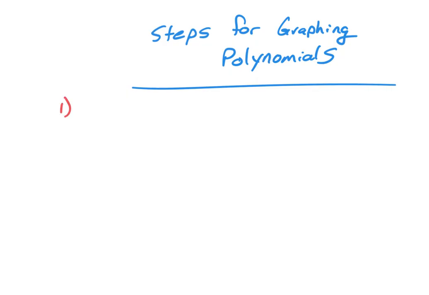Okay, one of the things that you can do today is what we talked about yesterday, the leading term test. And what that does is that tells us the end behavior of the graph. Is it going to go up, up? Is it going to go down, down? Is it going to start up and end down? What is the end of the graph going to look like on both ends?